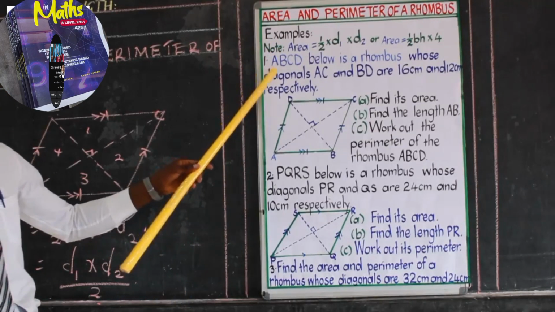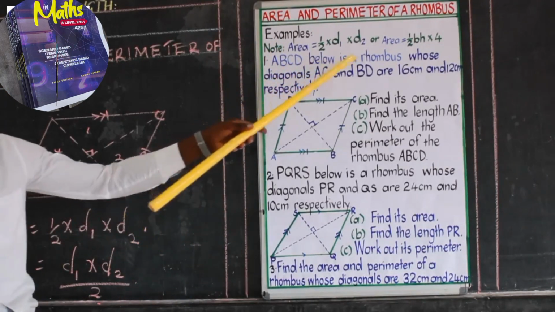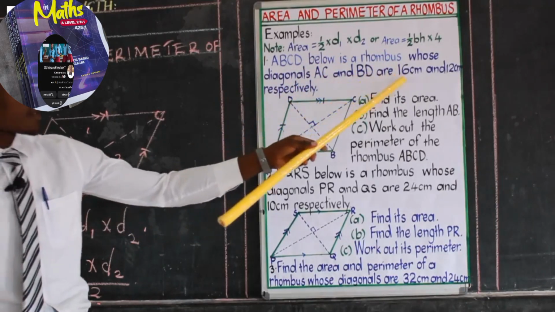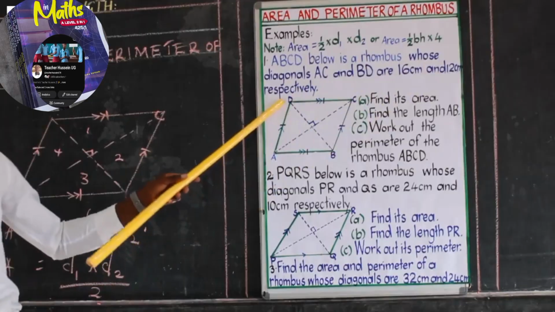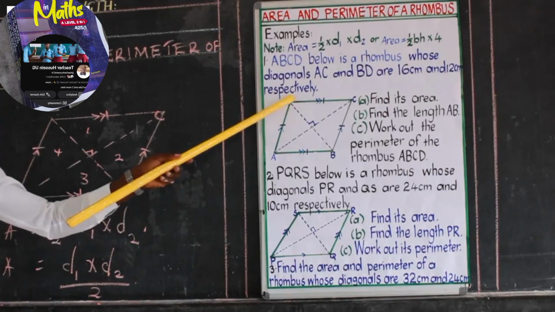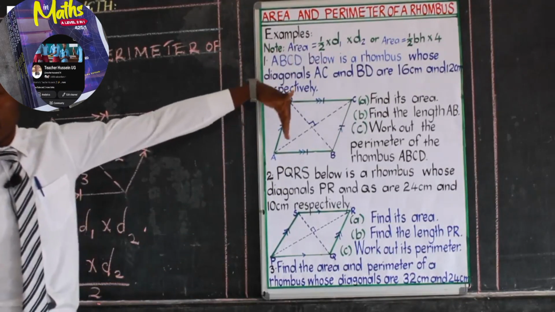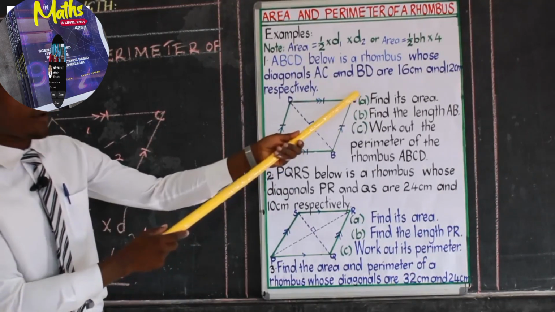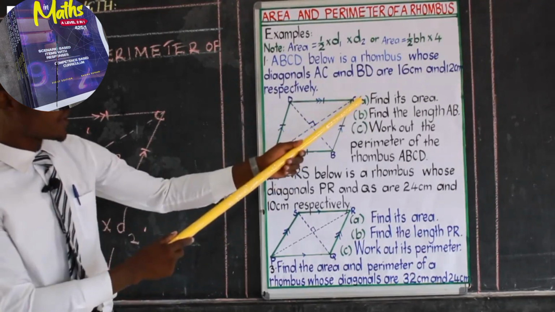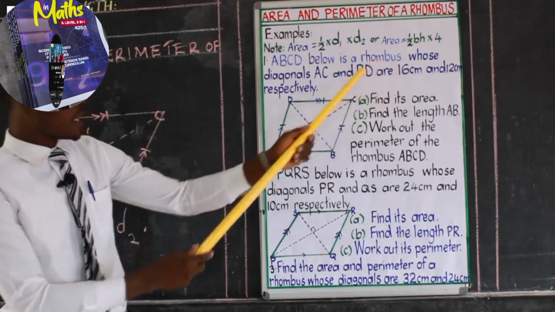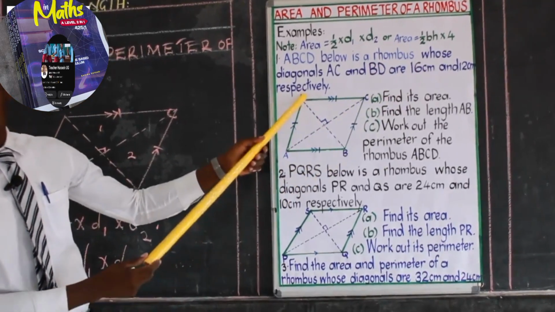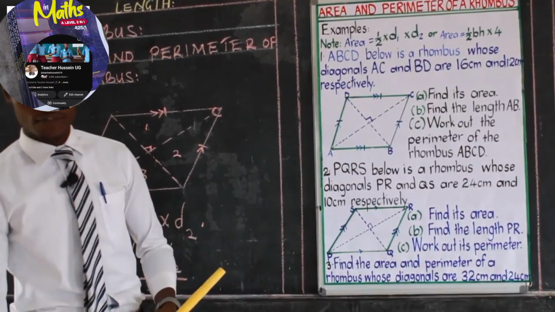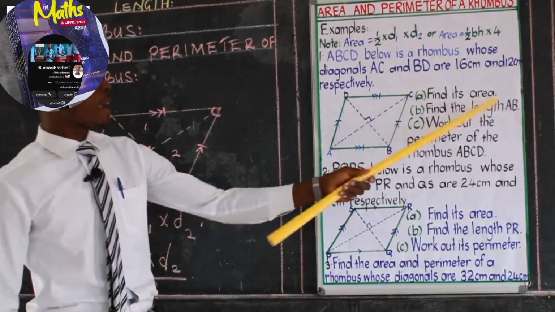Question number 1, ABCD below is a rhombus whose diagonals AC and BD are 16 centimeters and 12 centimeters respectively, in that order. So this is our figure, the rhombus. We've seen that diagonal AC, which is our major diagonal, or the long diagonal, is measuring 16 centimeters, whereas diagonal BD, which is our diagonal 2, or the minor diagonal, is measuring 12 centimeters. So we've been requested to find the area of this figure.